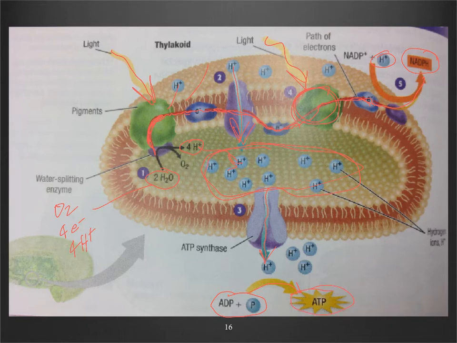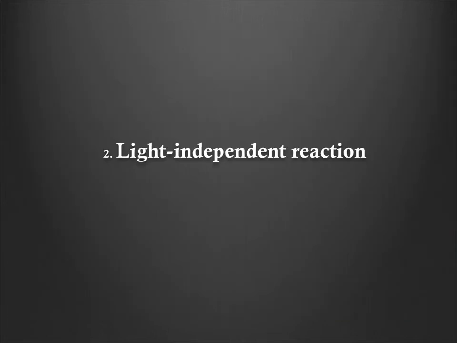And we get our 3 products, oxygen, NADPH, and ATP. Oxygen is going to diffuse out of the plant and go to the atmosphere. NADPH and ATP are going to go to the next part of photosynthesis, which is called the light-independent reactions. So, the second major part of photosynthesis are light-independent reactions.